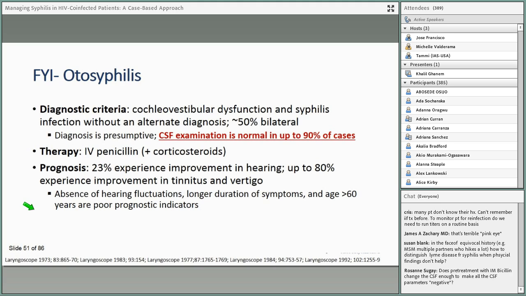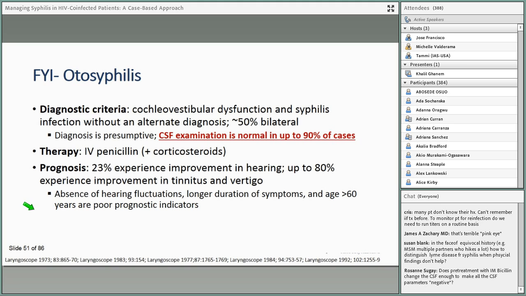But a CSF examination is not that important to make a diagnosis of ocular and otic syphilis. Now, ocular syphilis, remember, can occur during any stage of syphilis and can involve any portion of the eye from anterior to posterior. Ocular syphilis and neurosyphilis are distinct entities with some overlap, but they are distinct entities. The treatment of neurosyphilis, ocular syphilis, and otic syphilis is the same. It's 14 days of IV penicillin.